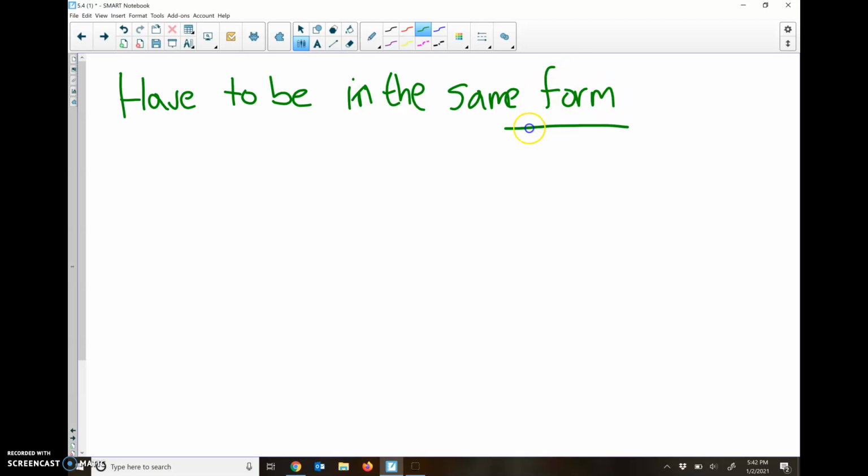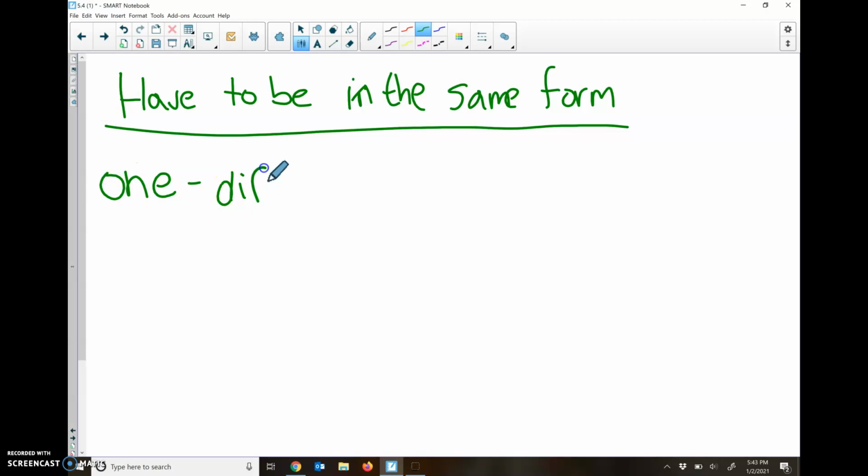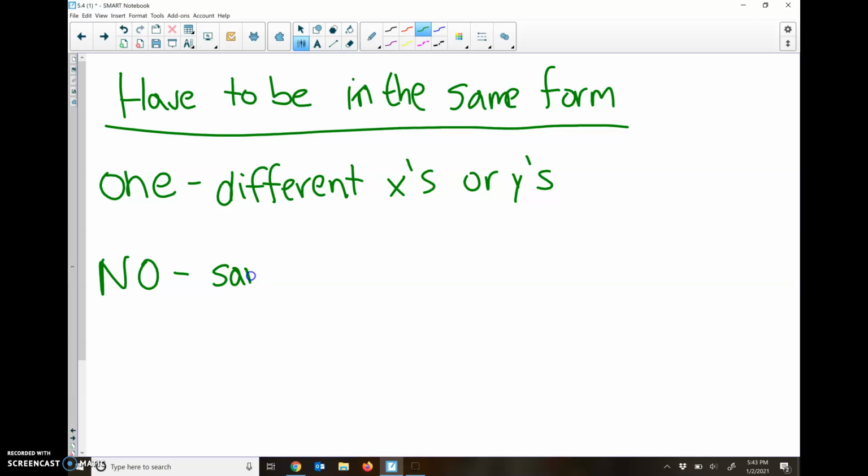Okay, one solution, that one's the easiest to tell. You will have different x's and different y's. If one of them is different from each other, you know it's a one solution problem. No solution problems, you need to have the same x and the same y. Notice how I use the word and there. Both of them need to be the same, versus one solution, only one of them needs to be different. So for no solution problems, same x and same y, but they'll have a different number.